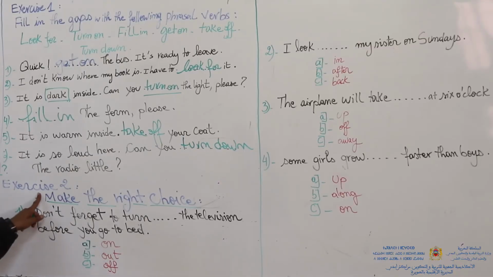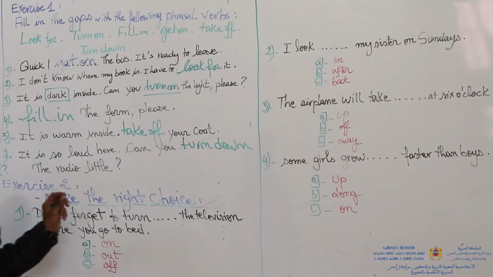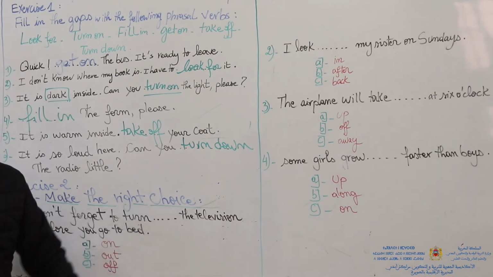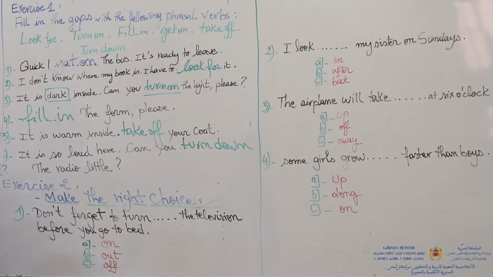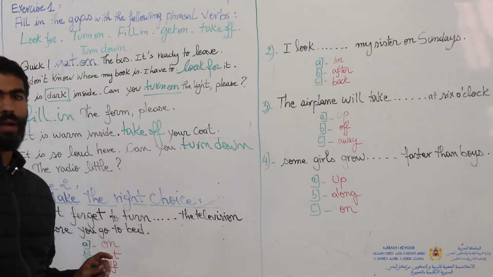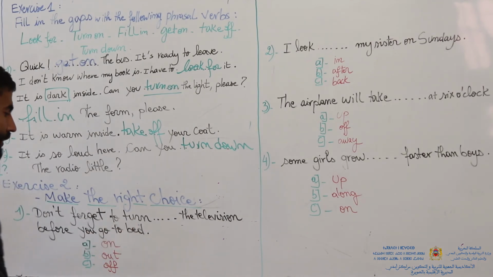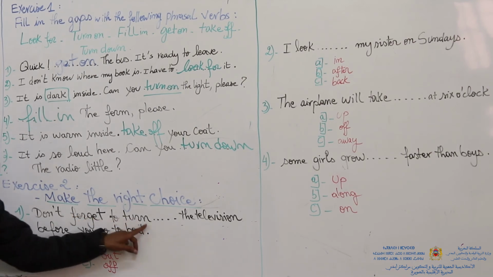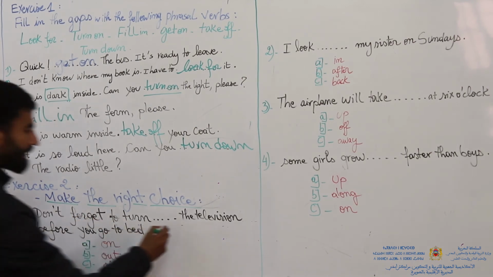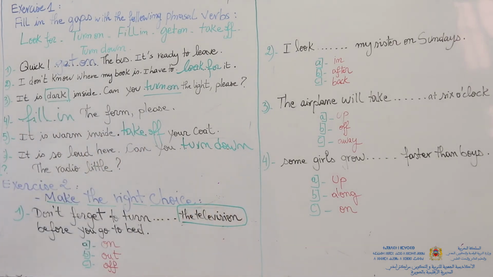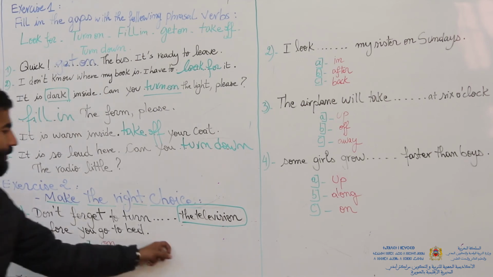Now let's move on to the second exercise, which is a multiple choice exercise. So make the right choice. So you have 3 alternatives, and then you need to read the sentence, and then you come up with one to make the right phrasal verb. Now let's look at the first sentence. Don't forget to turn the television. So it's very important to look at this word, television, before you go to bed.